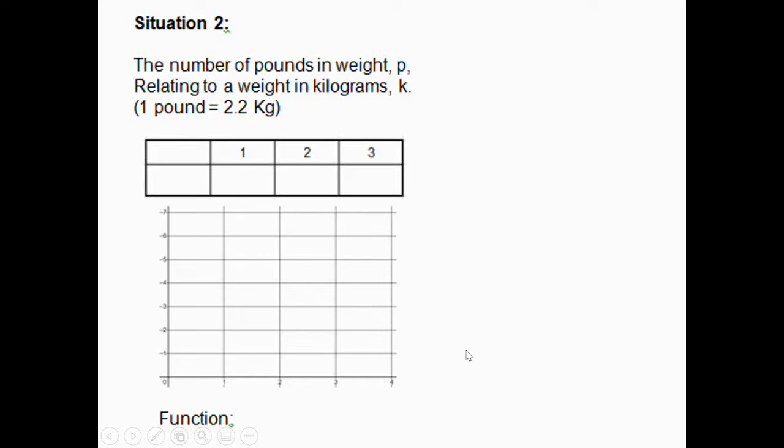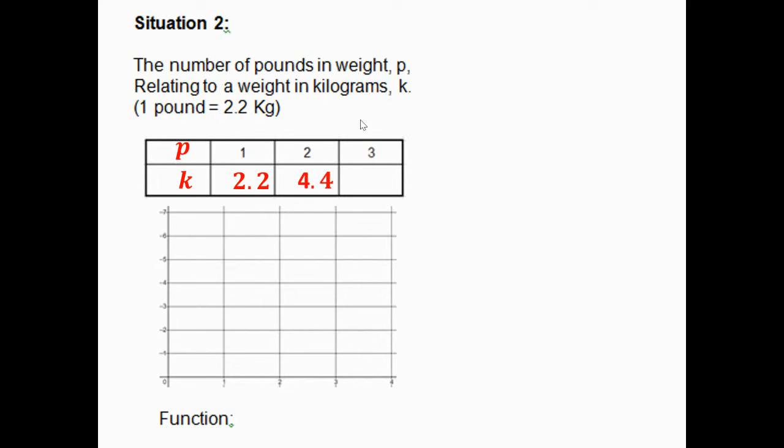Let's try the next one. The number of pounds in weight relating to a weight in kilograms. So again, this is pounds to kilograms, just like we did before. So here's K, kilograms, here's pounds, pounds based on kilograms. And let's see, 2.2 goes in there. What would the next one be? The next one, and then what's your equation?